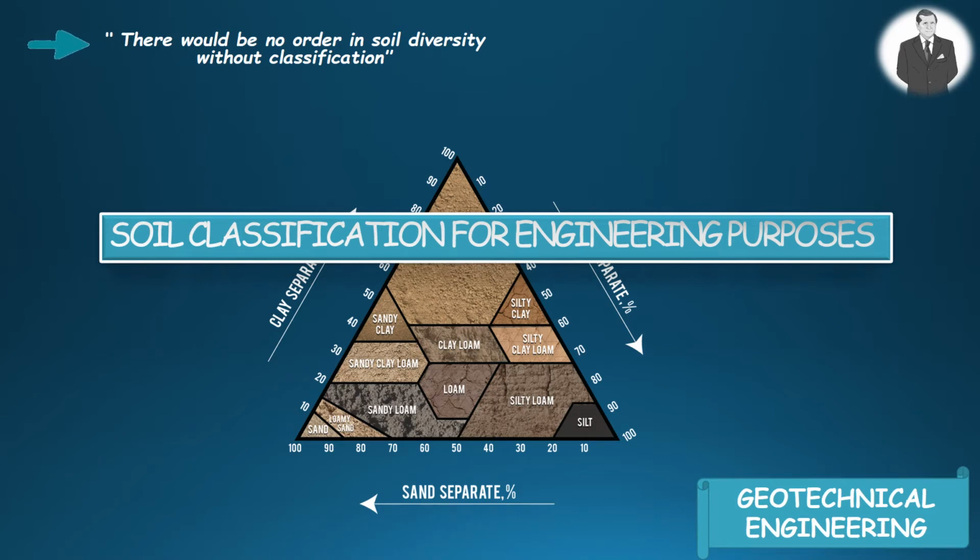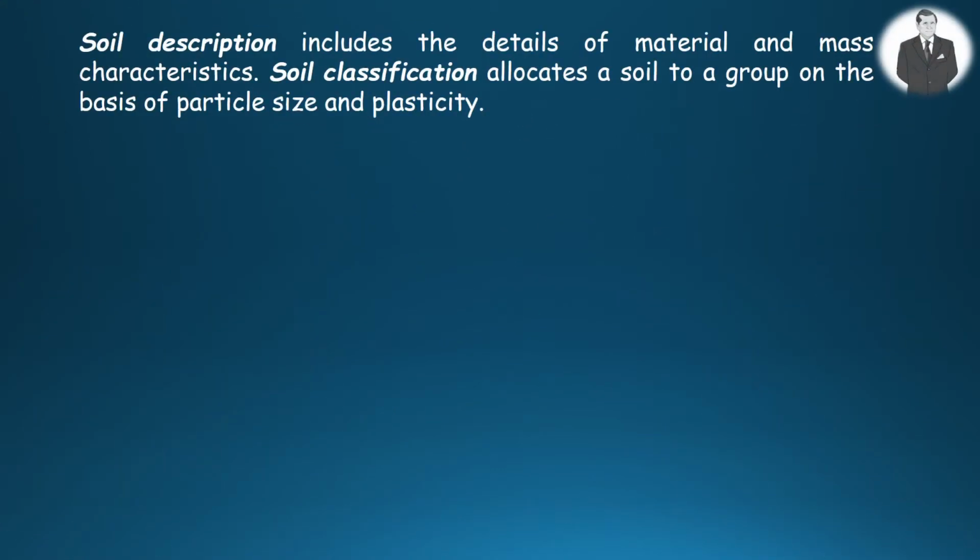Good morning, everybody. In today's lecture, we are going to talk about soil classification for engineering purposes. While soil description involves the details of material and mass properties, soil classification allocates a soil to a group on the basis of particle size and plasticity.